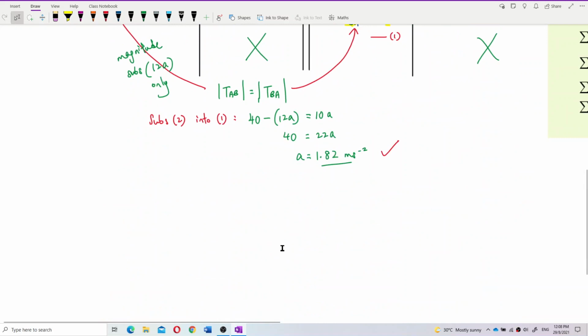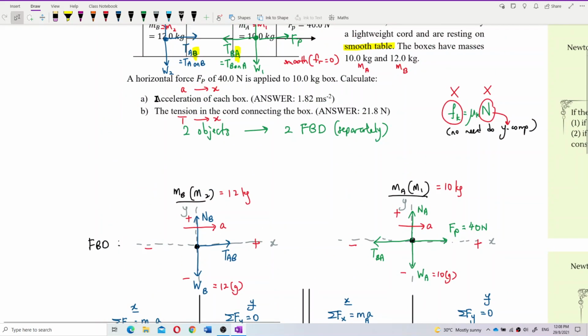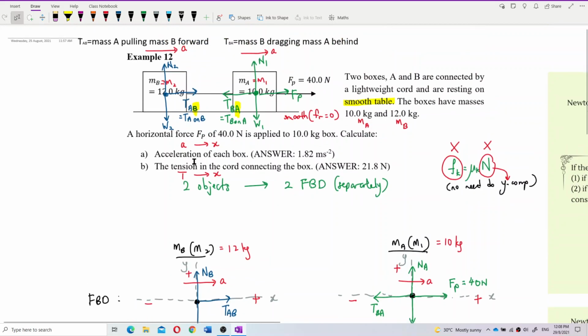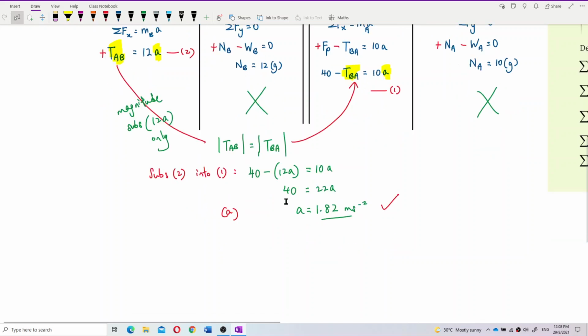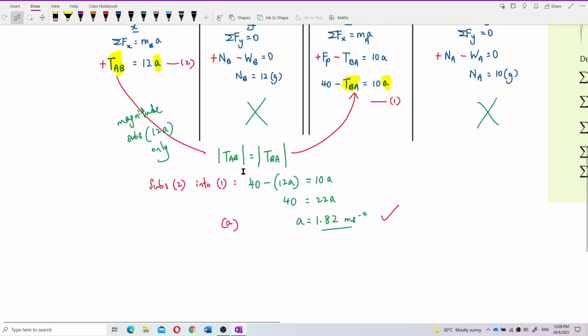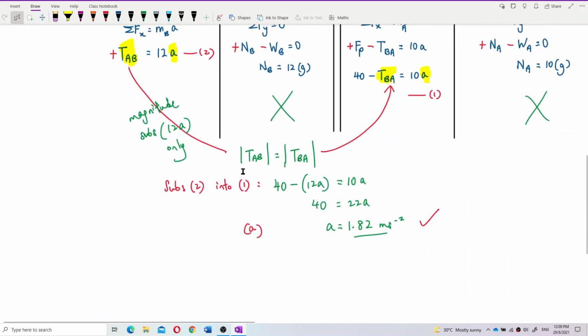Now how about question B? Question B asks for the tension. This is the TAB or TBA. So you just substitute back into equation 2 and you can find the answer.